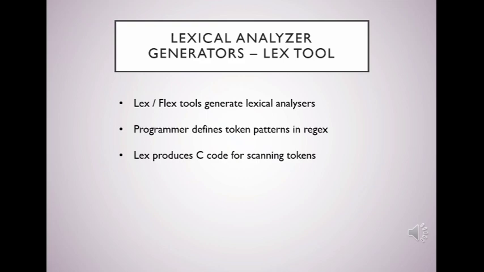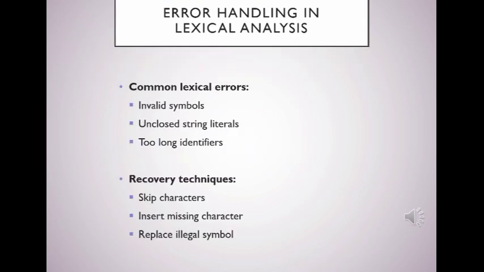Error handling in lexical analysis. Lexical errors occur when the input contains characters or sequences that don't fit any valid token pattern. For example, a string literal missing its closing quote or an invalid character like @ in a variable name. The lexical analyzer uses simple error recovery techniques to continue scanning instead of stopping completely. It might skip over the problematic area, replace a symbol, or insert what seems to be missing. This helps the compiler provide more helpful error messages.